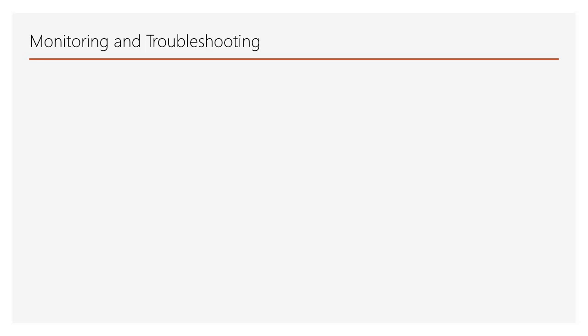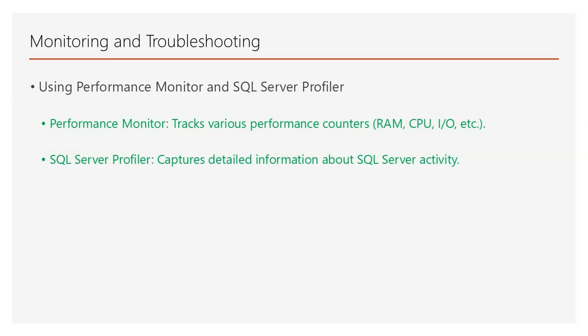Monitoring and troubleshooting are ongoing tasks that are essential for maintaining SQL Server performance. By regularly monitoring your SQL Server environment, you can identify potential issues before they become critical problems. Performance Monitor and SQL Server Profiler are two key tools that can help you monitor the health and performance of your SQL Server. Performance Monitor allows you to track various performance counters such as CPU usage, memory usage, and disk I/O, providing insights into how your SQL Server is performing. SQL Server Profiler, as mentioned earlier, enables you to capture detailed information about SQL Server activity, which can be invaluable for troubleshooting performance issues.